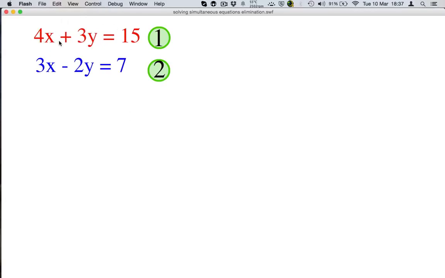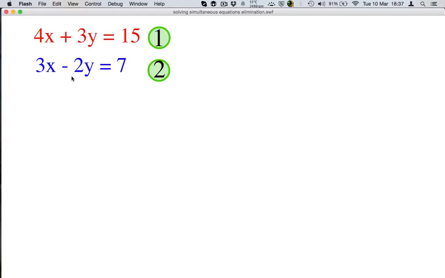Are there any negative signs? There are no negative signs in our first equation. In the second equation, are there any negative signs? Yes, there's a negative in front of the y. Now that's important because how we eliminate is we're going to do it by adding the equations together. And if we have a negative, that's going to allow us to cause some cancelling to happen.